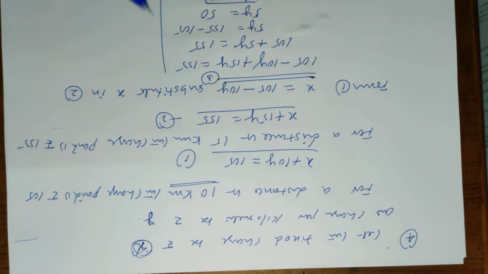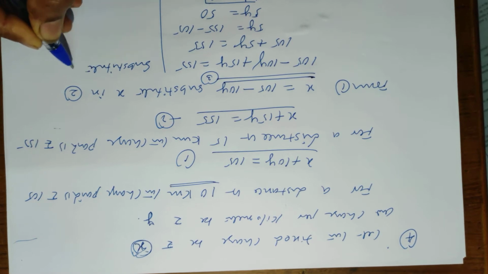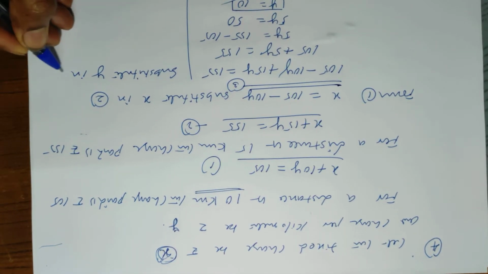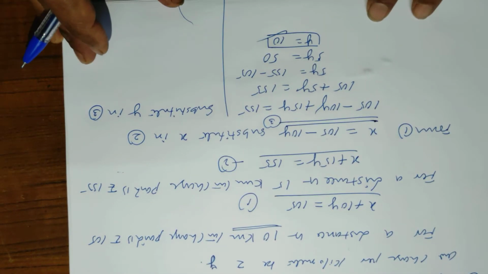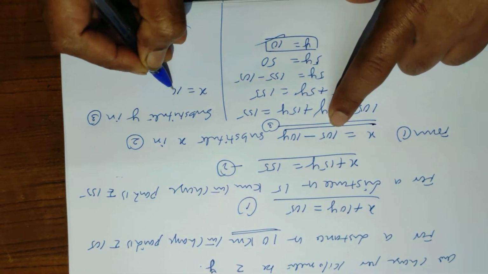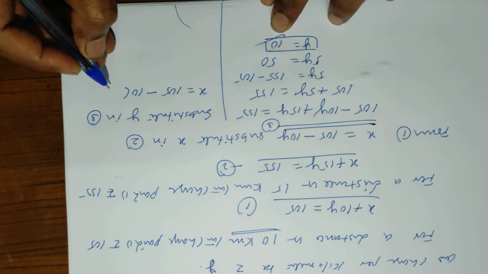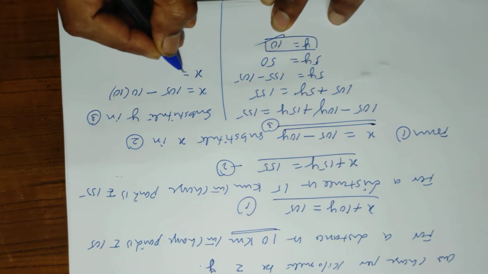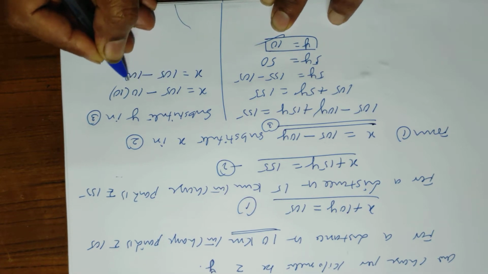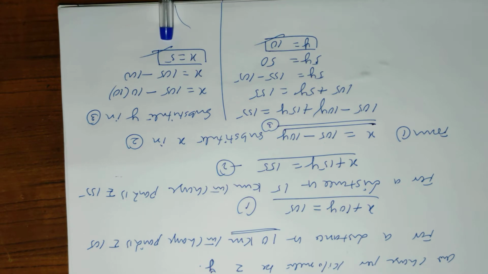We can call this one as 3. Substitute Y in equation 3. So we can find out the fixed value. 105 minus 10 into 10. So X equals 105 minus 100. X equals 5. So rupees 5 is fixed charge, and per kilometer it is rupees 10.